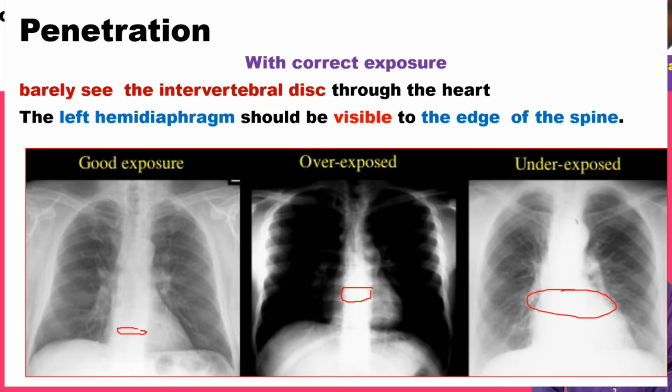As well, the left hemidiaphragm should be visible to the edge of the spine. You can see here, this is the left hemidiaphragm and it is visible, while in the other there is no differentiation. And in the overexposed picture, there is over-penetration. So this is a very differentiating picture and we should know about the overexposed or underexposed picture, as we can miss some pathology due to poor penetration.